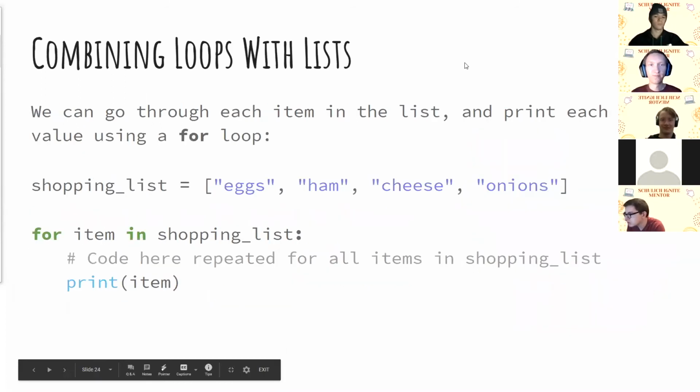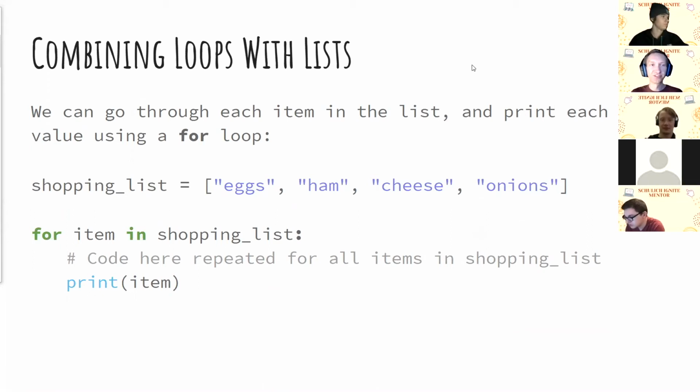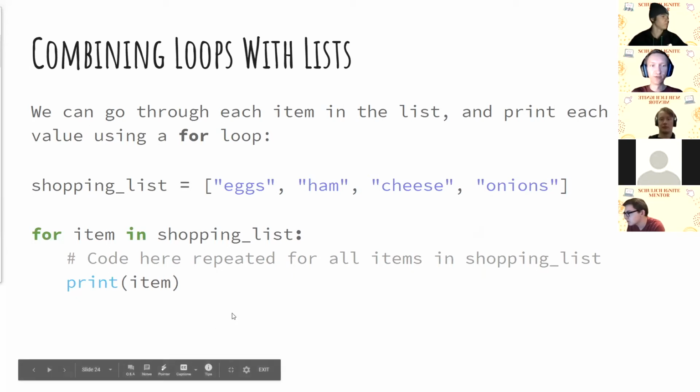So we're showing now how to use these loops with our lists. If we want to run some code for each value that we have in this list, then we're going to use a for loop. In this example, we have a shopping list. We've got eggs, ham, cheese, onions, and we're going to be looping through each item and doing something with each item. So the code here that we have is just printing each item.